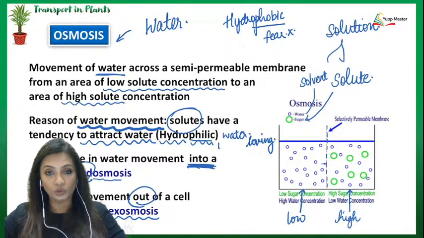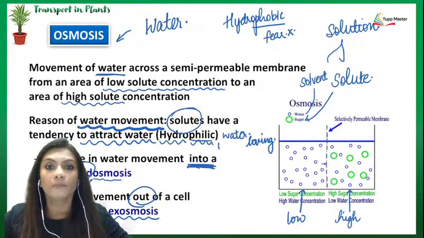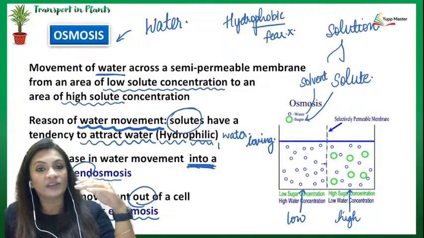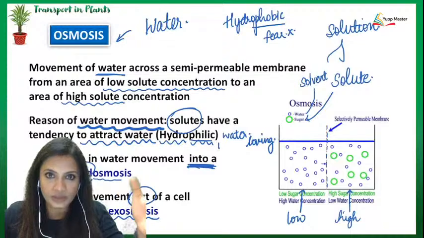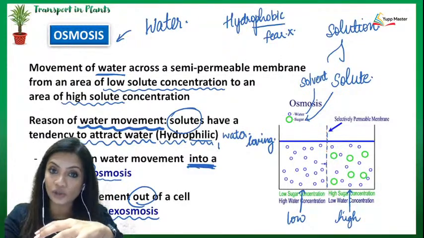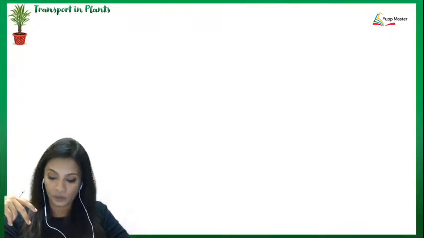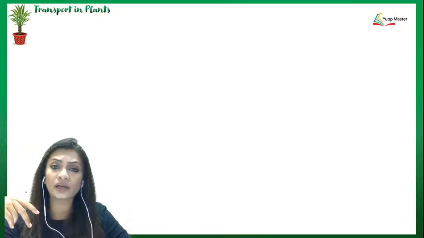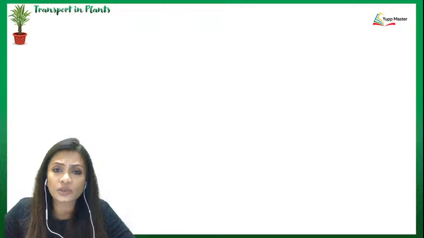So we not only studied what osmosis is, that is the transport of water, but we have also studied that if water enters into a cell, then that would be called as endosmosis. If water comes out of the cell, because maybe outside there are more solutes, then that would be called as exosmosis.